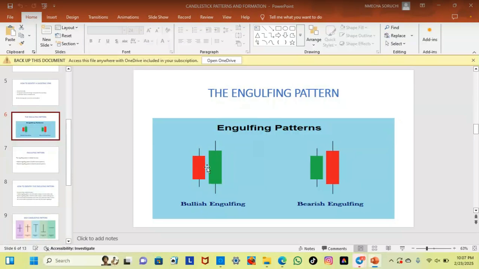So for a bullish engulfing candle now, the first candle is always red, and definitely it will close at the bottom. So the next candle, which is the green candle, should always open at this close or below the close. That is for a bullish engulfing pattern.